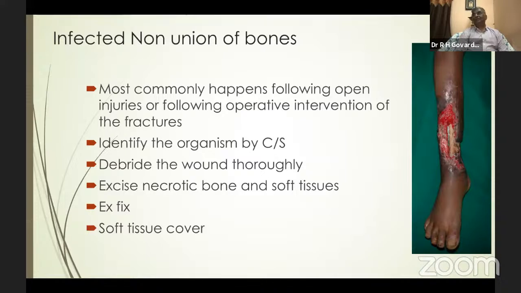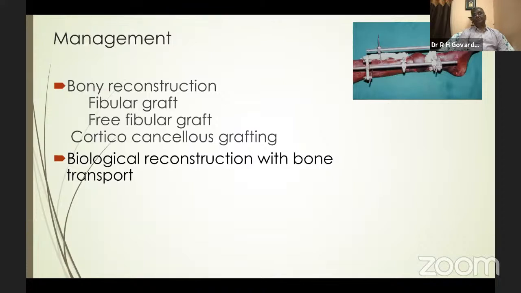You should never give any leniency while you are doing the excision of the necrotic bone, because so long as you keep the necrotic bone, it is not going to heal, and it is not going to give a good result to the patient. After the excision, you can do an X-fix. If there is a big bone defect and a soft tissue defect, you can do a soft tissue cover with the help of a flap, like what has been shown. And once you have got rid of the infection, then you have to do the bone reconstruction.